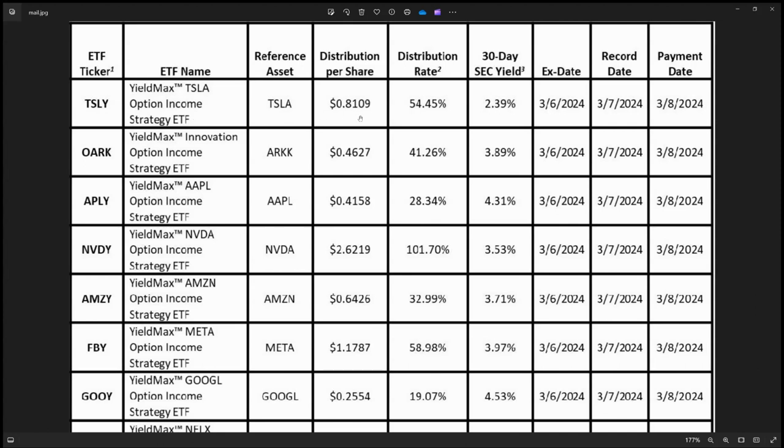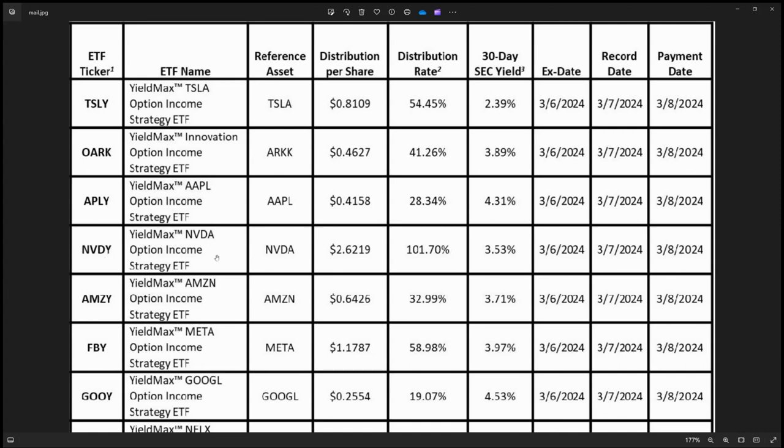TSLY, 81 cents per share. That's pretty good. I'm pleasantly surprised. As a TSLY owner, I'm happy with that. OARC, which I got out of this month, paying 46 cents. That's about what it has been paying. I did get into APLY this month, and the stock is getting beaten up, but we're still going to get 41 cents a share. That's pretty good. Distribution rate of 28%. I'm going to say that's up about 5% from the previous month.